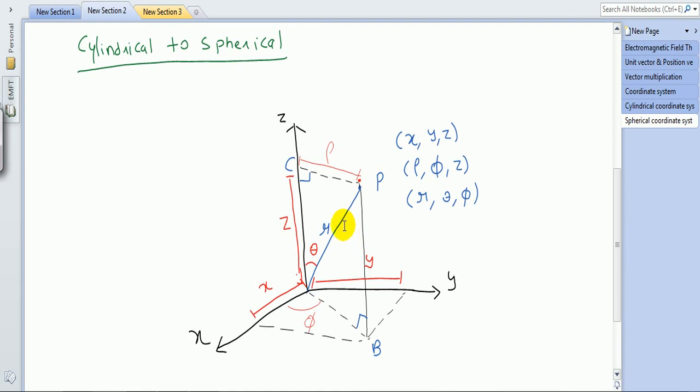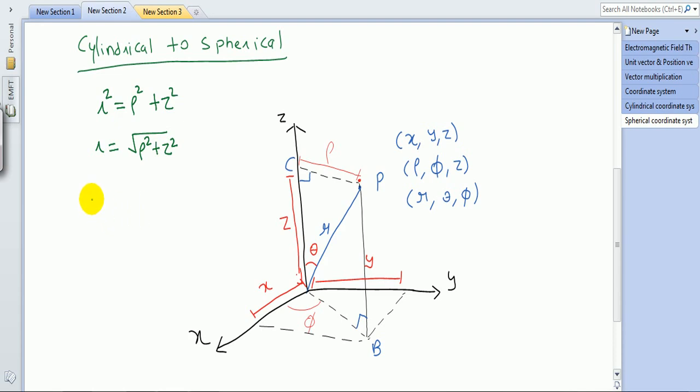Sorry, I want to relate r with rho, phi and z. So consider this triangle OCP, origin, C and P. This is a right angle triangle. Here I can write with the help of Pythagoras theorem that r square will be equal to rho square plus z square. That is, we can write r is equal to under root of rho square plus z square.